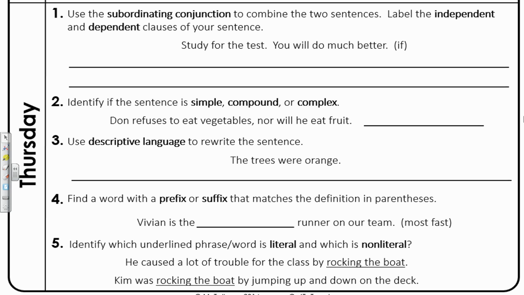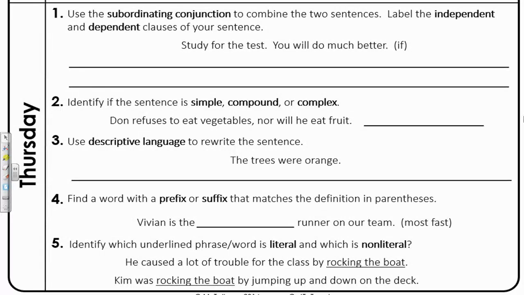Today we're going over the last section, the Thursday section in there. Number 1, use the subordinating conjunction to combine the two sentences. They want us to use "if" to combine the two sentences. And then we're going to label the independent and dependent clauses of the sentence.